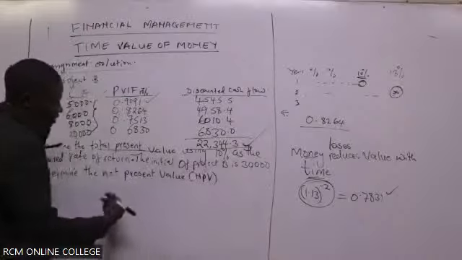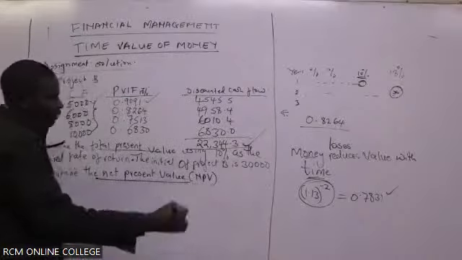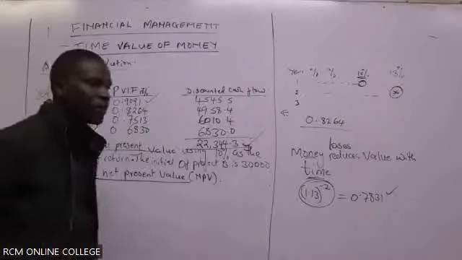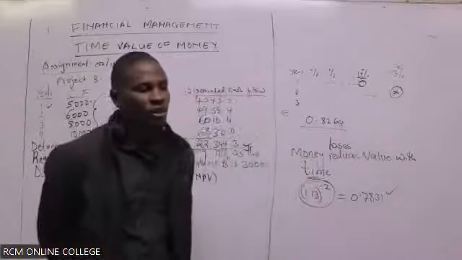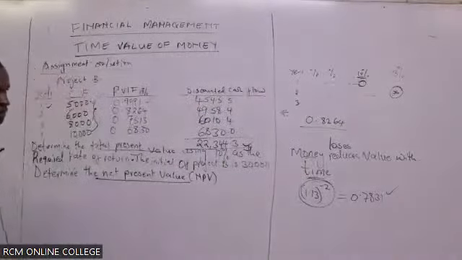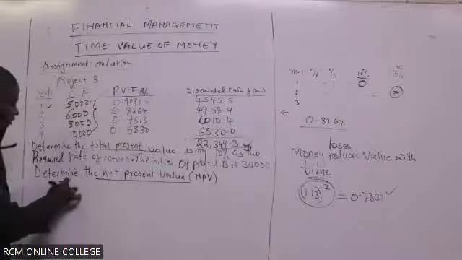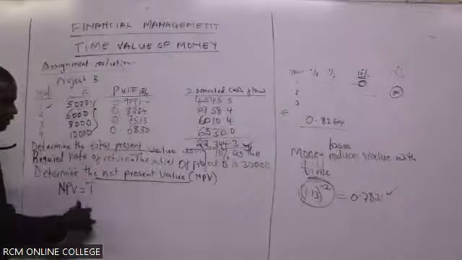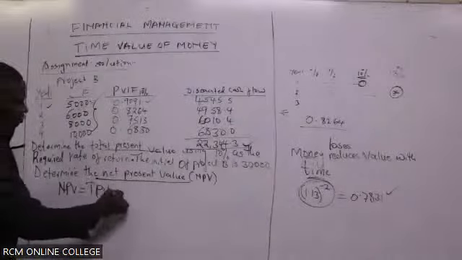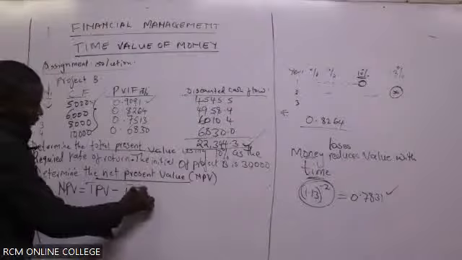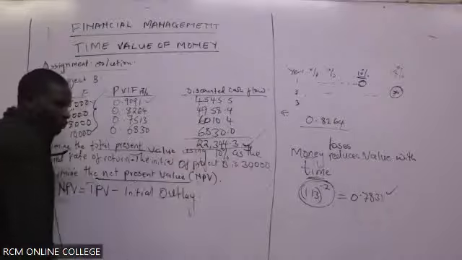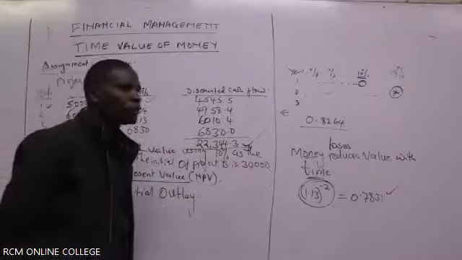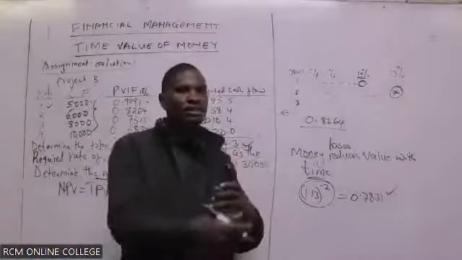NPV, famously known as NPV. What do you think would be the net present value? Class, to determine NPV, we say that it's gotten by getting the total present value minus the initial outlay. Now I want somebody to give me their net present value of project B. Remember, now we have started expounding.